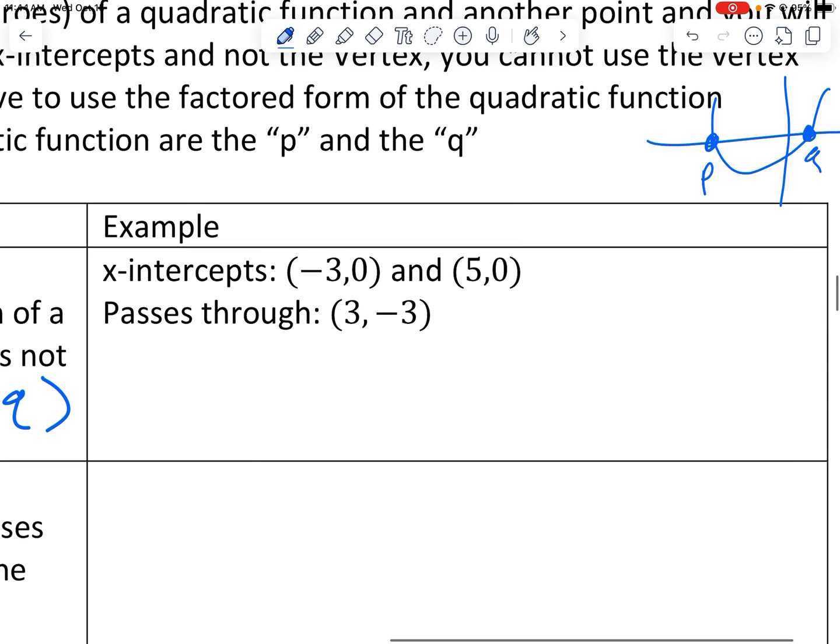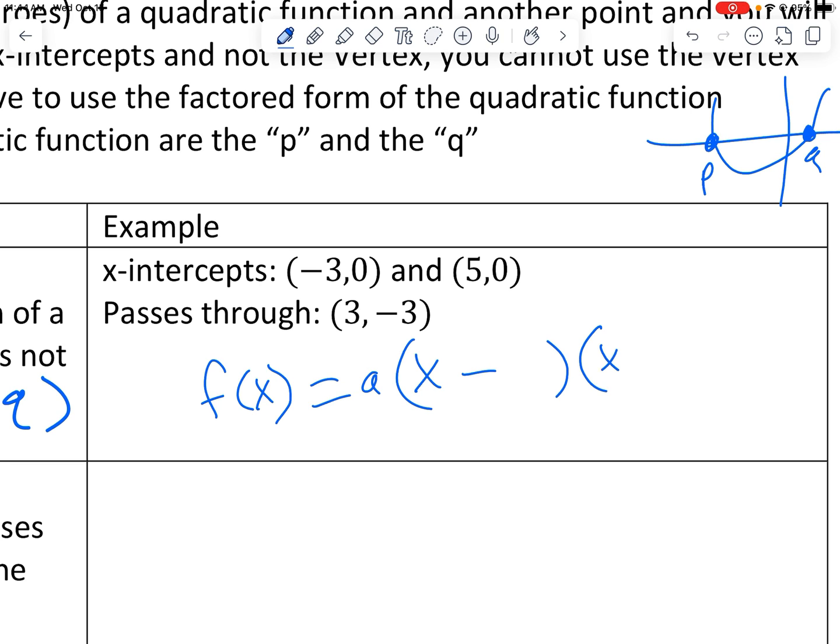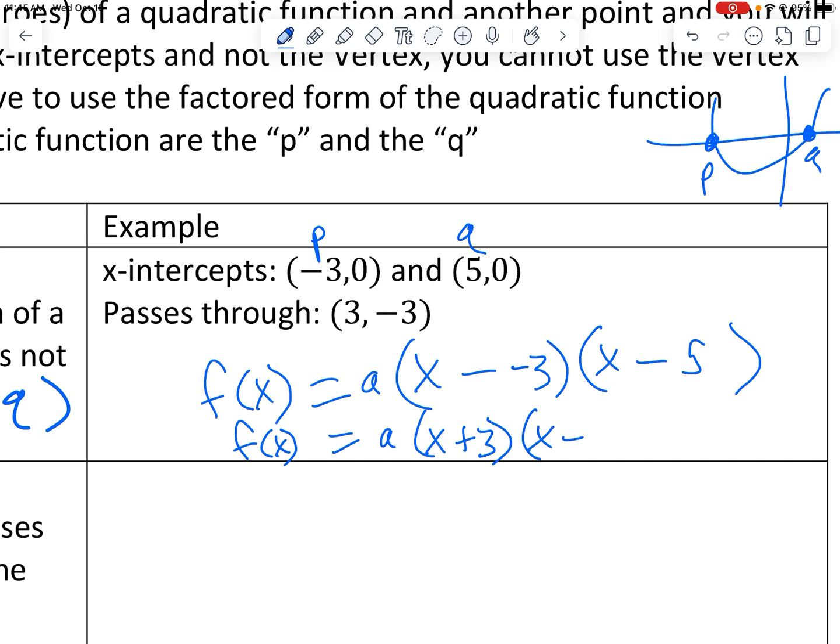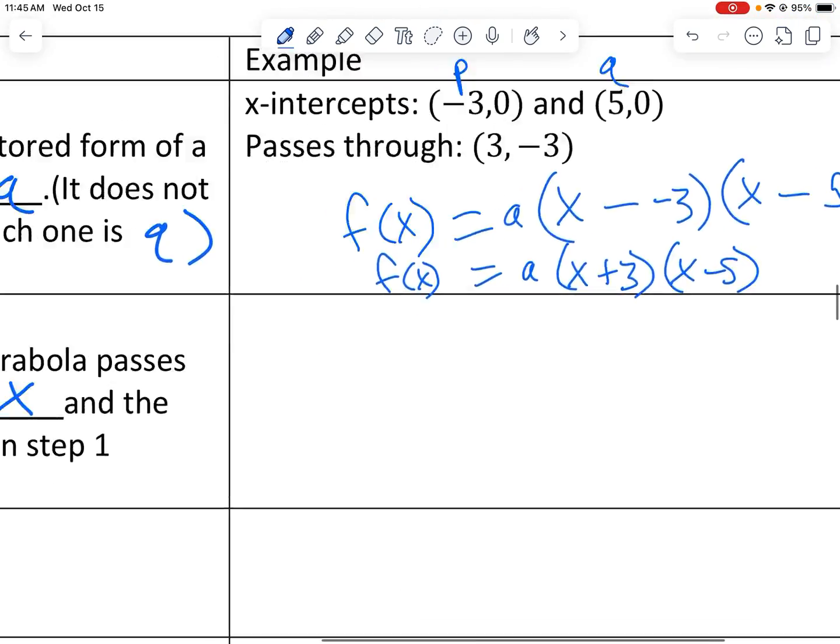So here we have some information. We're going to write out our function. It starts with f of x equals a times, and this is where it's different from vertex form. It's going to be x minus our p value, and then x minus our q value. And the p and q values are just the x values of the x-intercepts. So in this case, p is -3, and q is 5. Remember, when you subtract a negative, same thing as add positive. So I'm going to simplify that little piece real quick. It's x plus 3, and then x minus 5. And so here's my form so far.